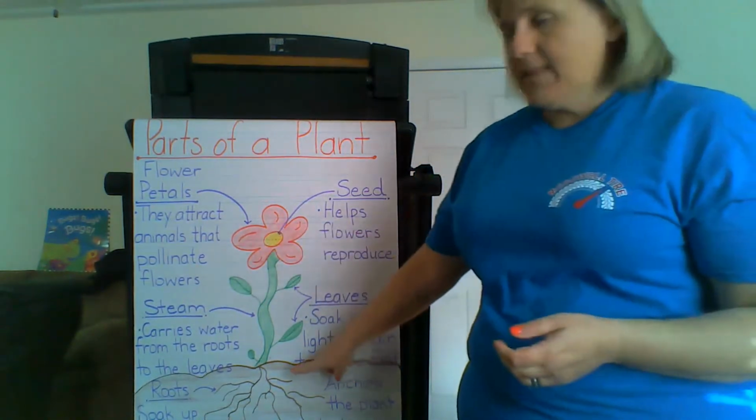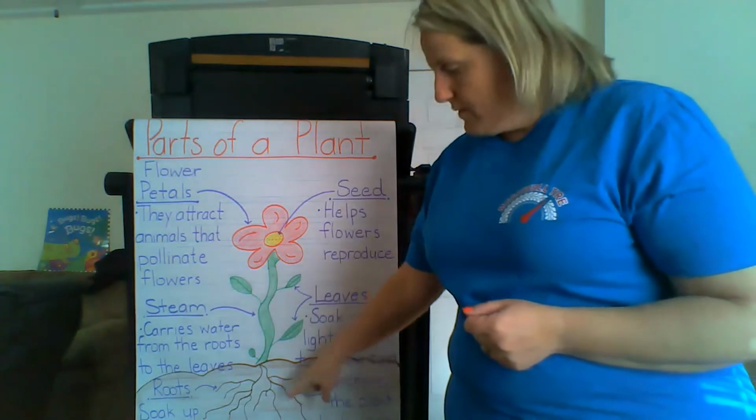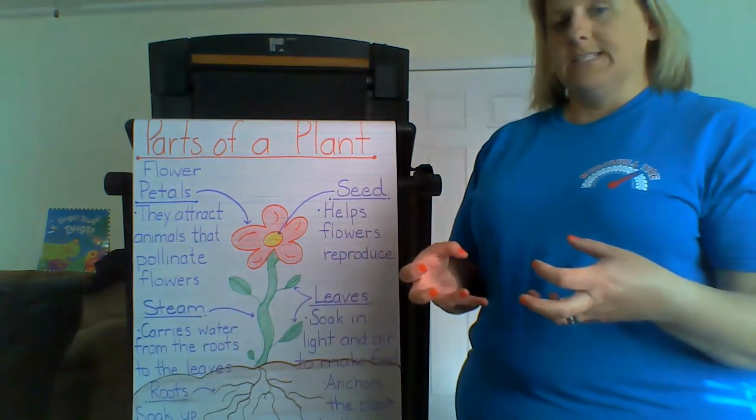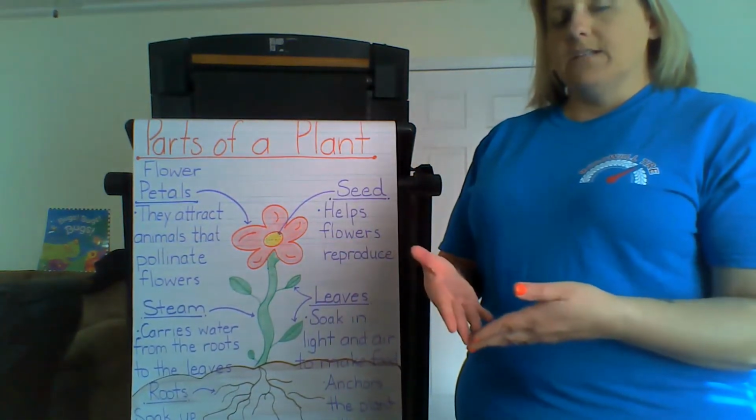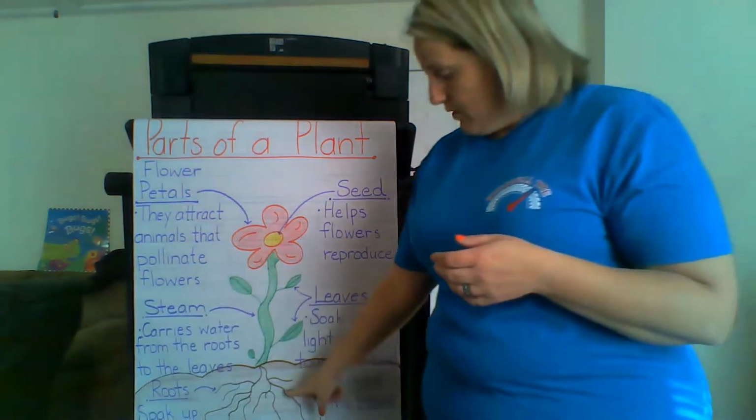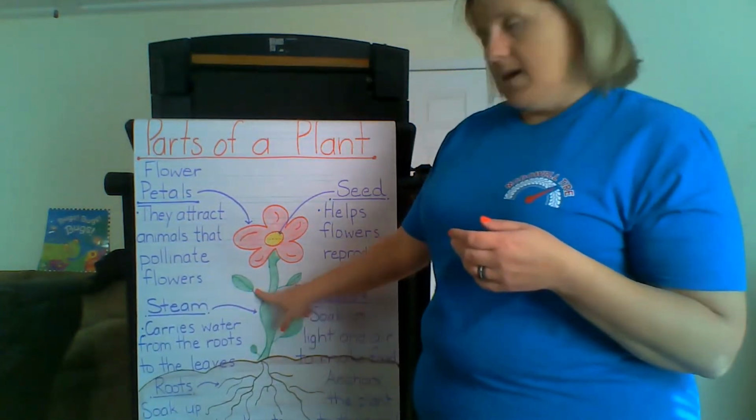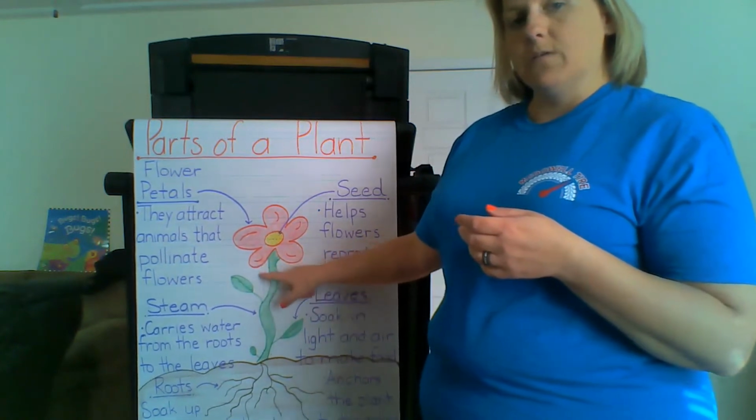And then we've got the roots down here, and the roots help soak up that water and nutrients out of the ground, and it travels up through the root, travels up through here up to the stem, and goes into the limb and the petals.